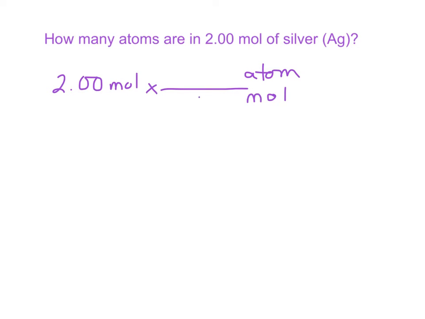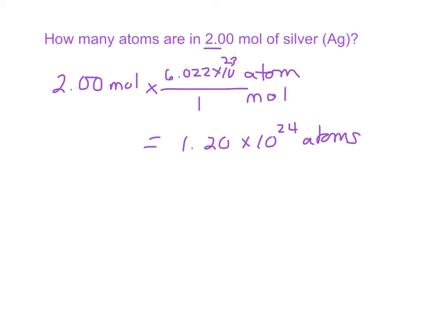Well, we know that for every 1 mole, there are 6.022 times 10 to the 23rd atoms. So if you multiply that out, you get 1.20 times 10 to the 24th atoms. So that would be the number of atoms in 2 moles of silver. Makes sense, right? If there are this many atoms in 1 mole, there's twice as many atoms in 2 moles.